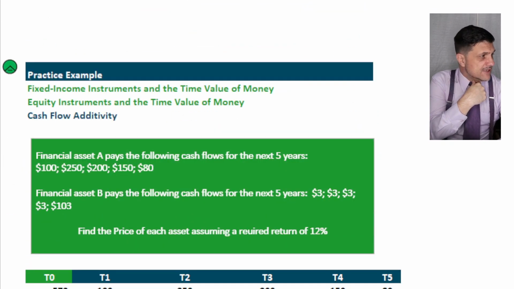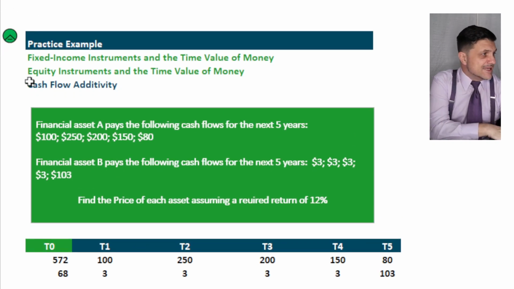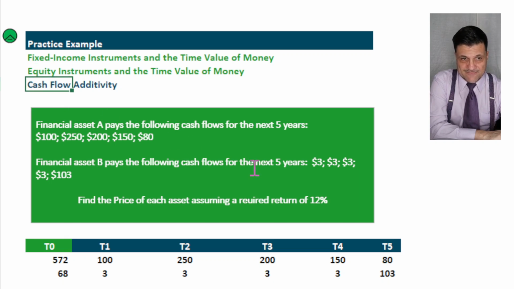All right, friends, so let's see some examples, right? That's the best way, okay? So let's see a practice example: fixed income instruments, equity instruments, and the cash flow additivity. So let's see an example here.